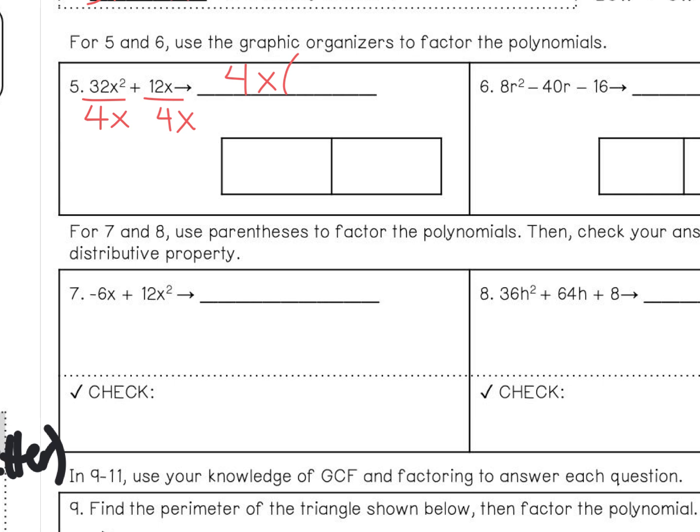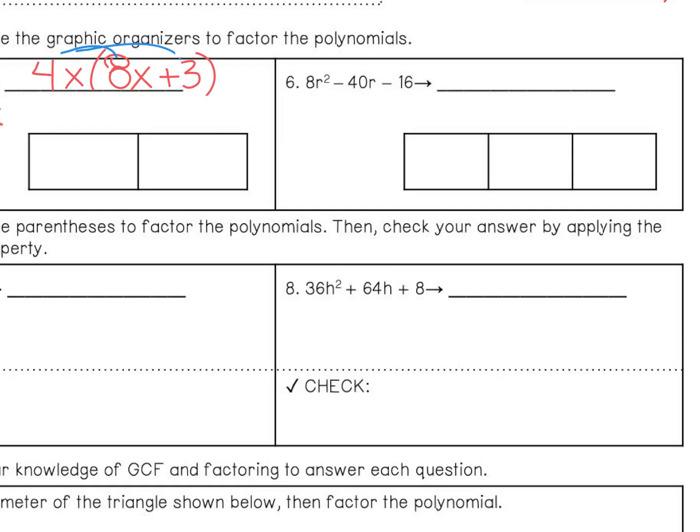Well, what's 32 divided by 4? 8, and then we have the X. This is just exponent rules like we did in the last unit. And 12X divided by 4X is a positive 3. If I was to go through and double check that and I was to distribute, I would get 32X squared plus 12X. They match.